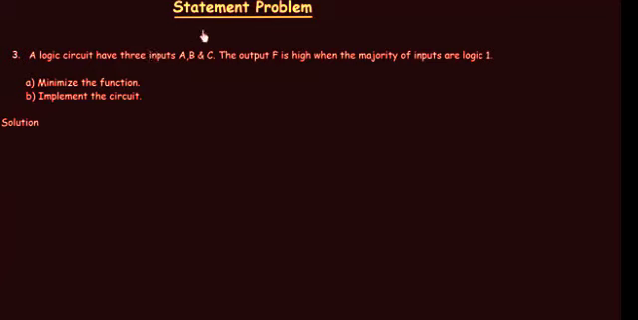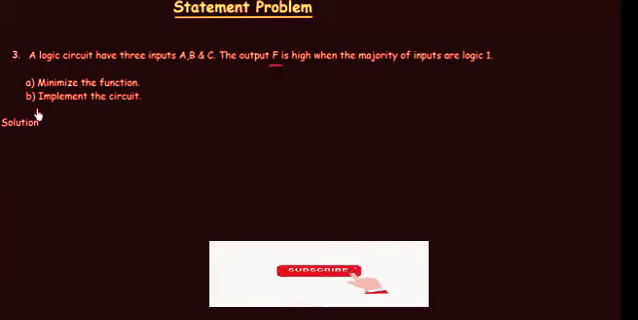Welcome to this presentation. We are going to solve another statement problem. A logic circuit has three inputs A, B and C. The output F is high when the majority of inputs are logic 1. So this is the statement, and we have to minimize the function F and implement this circuit. So let's start with it.